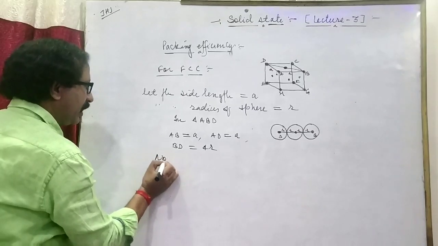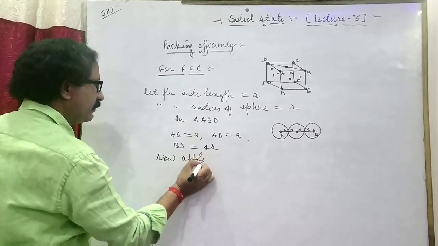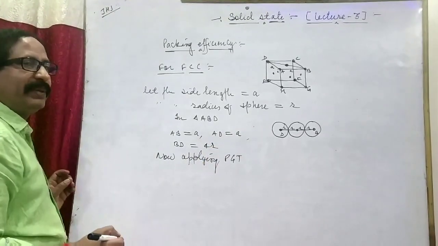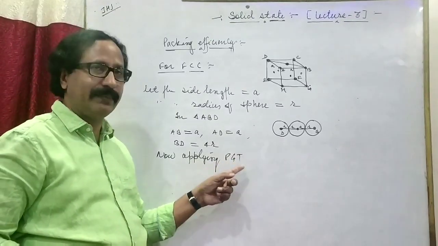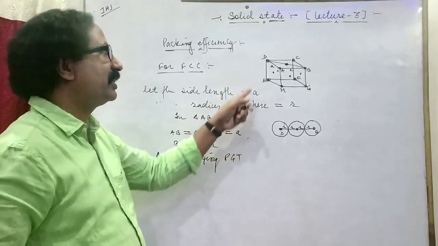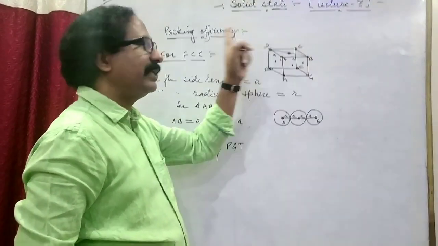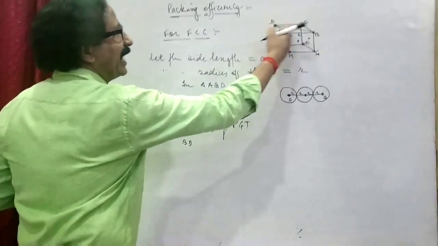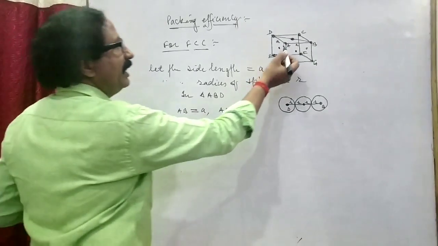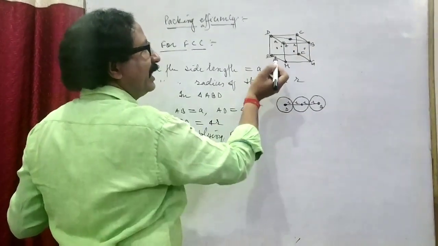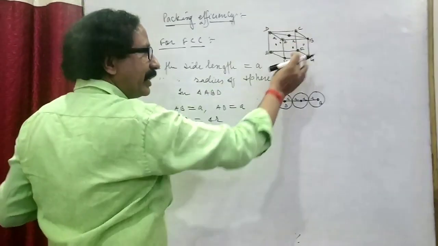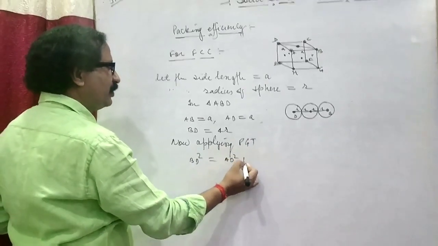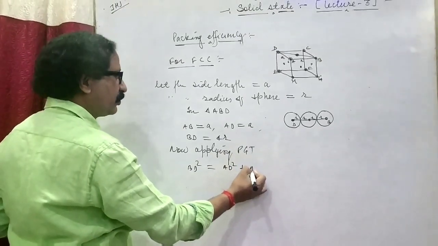Now applying PGT. What do you mean by PGT? PGT is Pythagoras theorem. Now applying Pythagoras theorem in triangle ABD. What is the Pythagoras theorem? BD is the diagonal, with base and perpendicular. Each and every angle is 90 degrees, because this is a cube. So BD square is equal to AD square plus AB square.